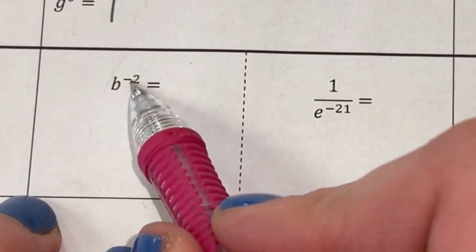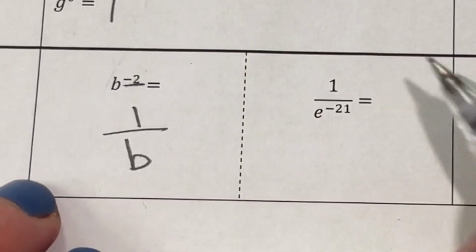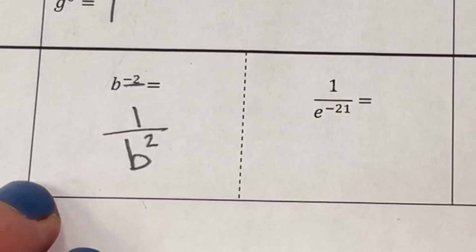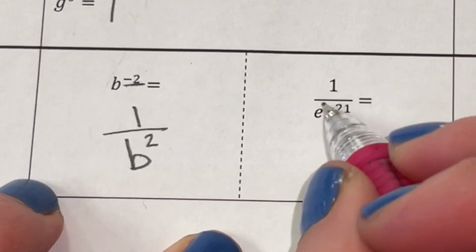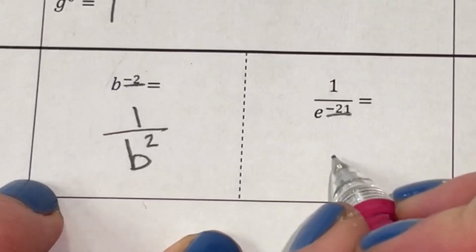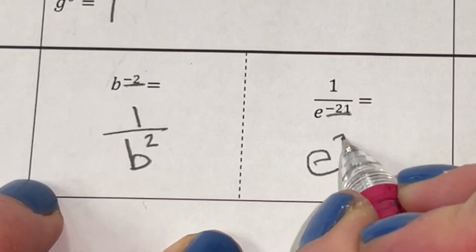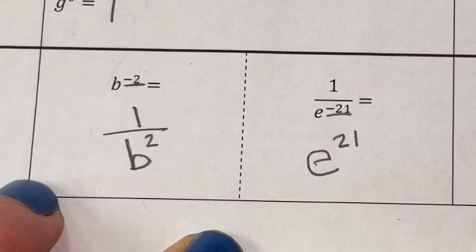We have b to the negative 2. So this negative 2 means you're unhappy. So we're going to move the base to the basement, and change that exponent to a positive. We have 1 over e to the negative 21. It's feeling negative in the basement here, so I'm going to make it regular, and it's going to be to the positive 21 exponent.